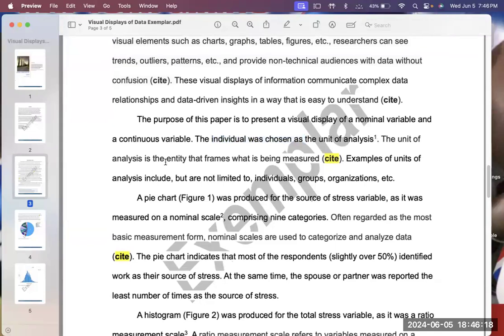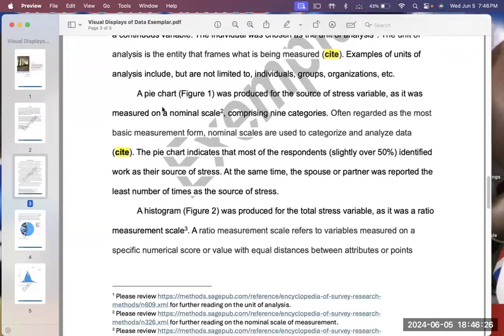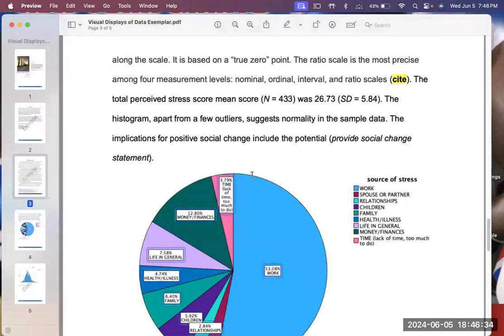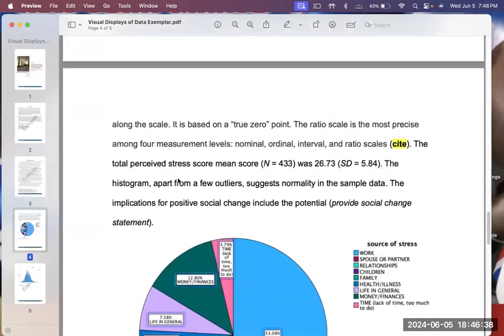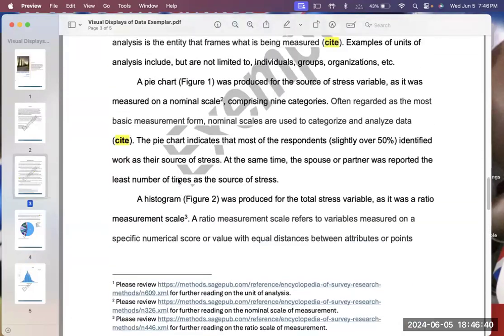Then I talk about the unit of analysis. The unit of analysis is the entity that frames what is being measured, and it provides some proof of evidence that you know what you're talking about. Then I say a pie chart, figure 1, was produced for the source of stress variable. We've talked about the pie chart, and what you'll see, figure 1 down here, is the pie chart. You tell us a little bit about the pie chart, okay?